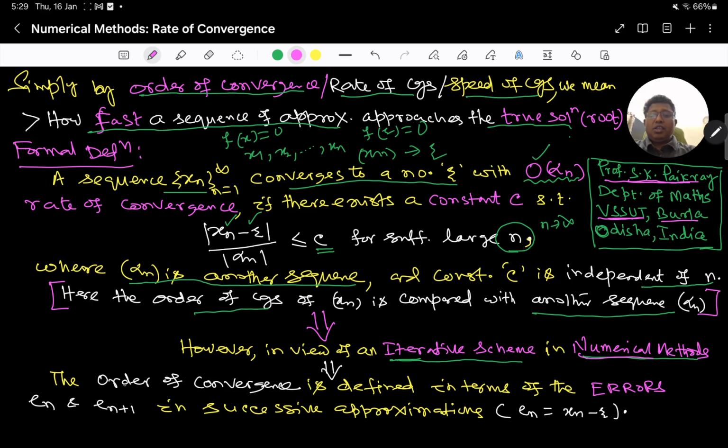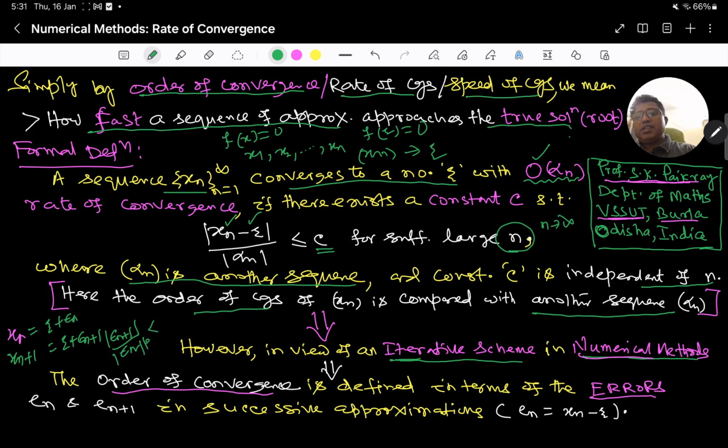So in numerical methods, by saying the order of convergence or the rate of convergence, we mean that we compare the errors in two consecutive stages. We have the error in the nth stage: xn is zeta plus epsilon n. In the (n+1)th iteration, the error is epsilon n+1. Now I compare these two, that is, the modulus of epsilon n+1 divided by epsilon n to the power p is less than some constant c. Then this p is called the order of convergence or rate of convergence.